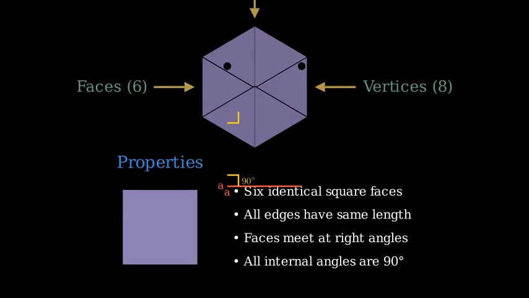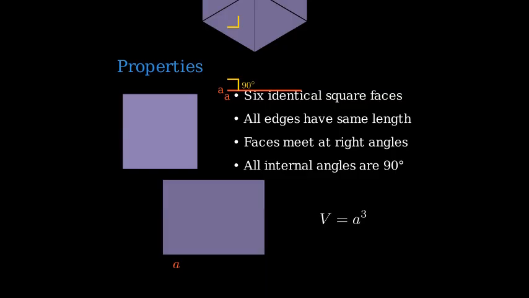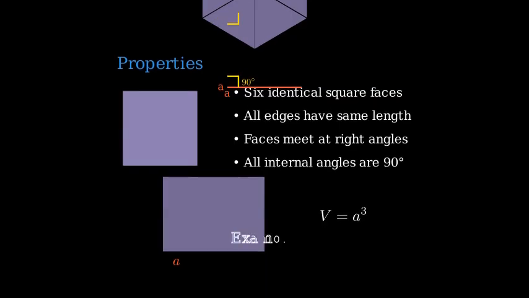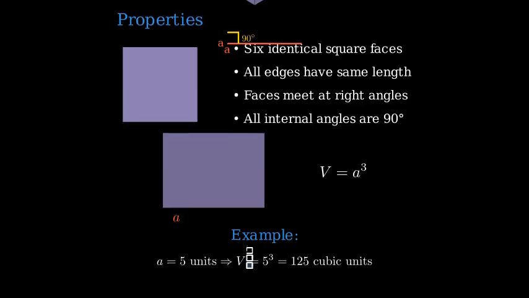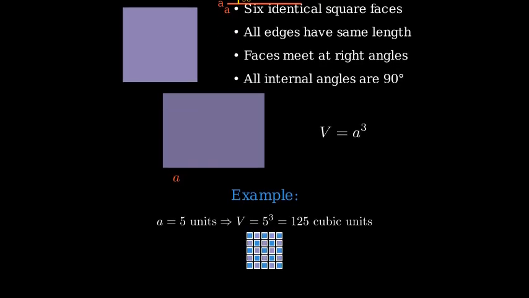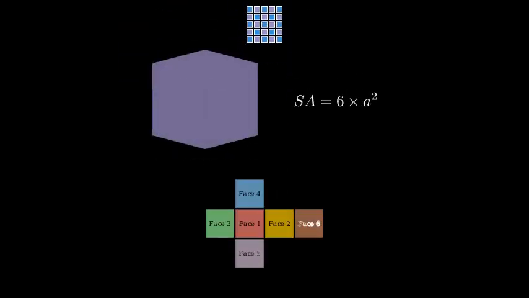The volume of a cube is calculated by cubing the length of one edge. Volume equals a cubed, where a is the length of any edge. For example, if a cube has sides of length 5 units, its volume would be 5 cubed, which equals 125 cubic units.